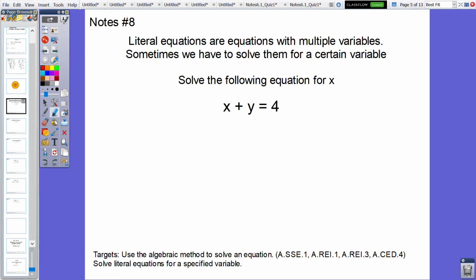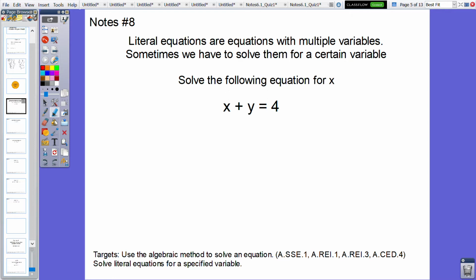Hey Algebra 1, today we're going to take a look at how to solve literal equations using the same methods we've seen so far with solving equations, just a little bit of a catch here with literal equations. So how we define literal equations is just like we see on the very top of the screen right here. They are equations with multiple variables, okay?